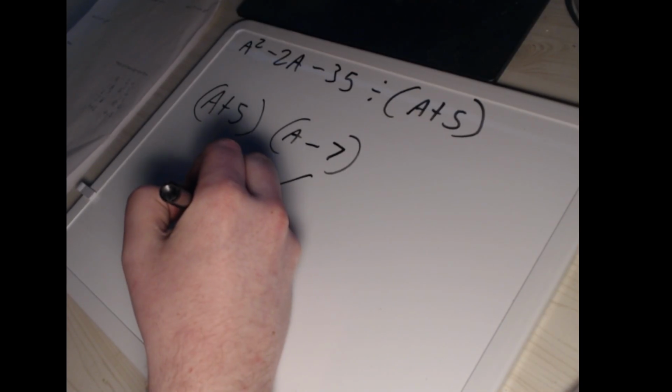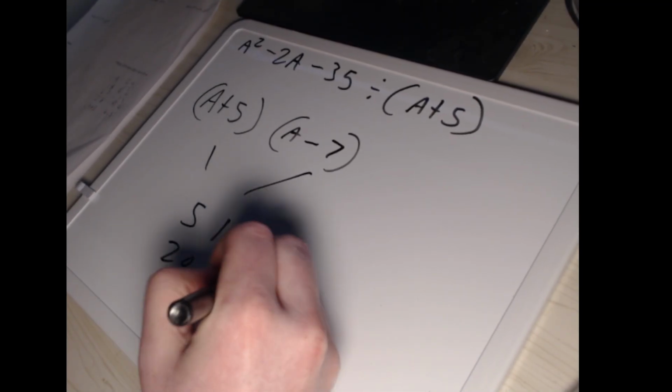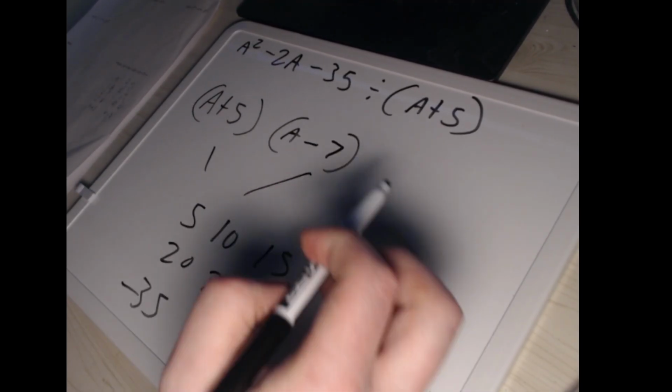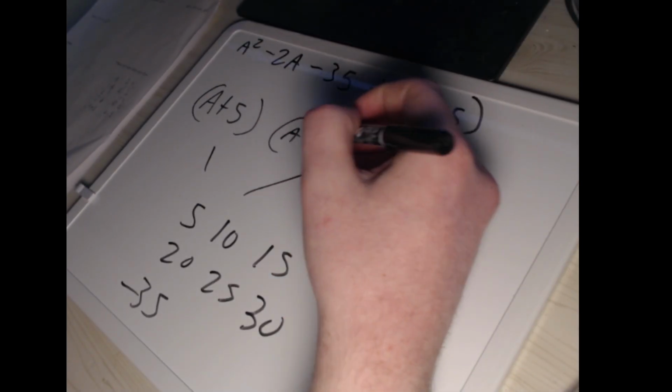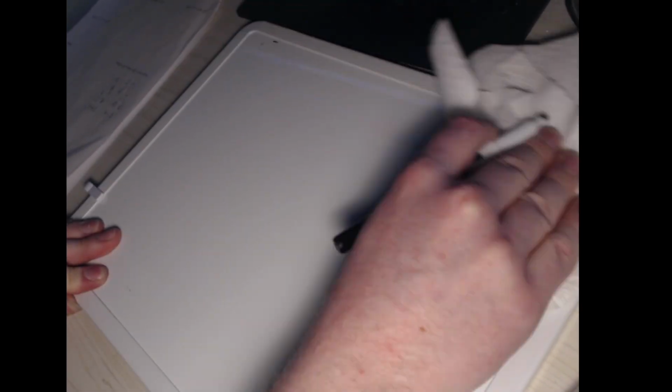5, 10, 15, 20, 25, 30, 35. Yeah, negative 35. And then 5 minus 7. There's a difference of 2 between 5 and 7, so that would equal negative 2. So that's correct, I think. Maybe. Maybe I'm just an idiot for the whole world to see. Who knows? Let's get to the more complex ones.